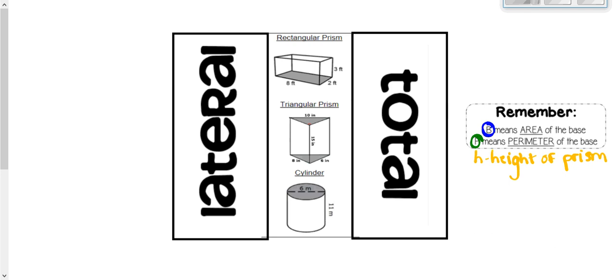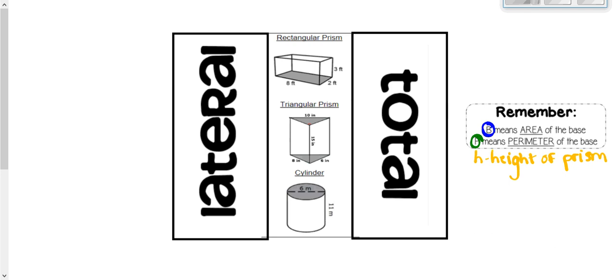This is Mrs. Fraser, and I'm going to be going over your surface area foldable with you today. So in your notebook, make sure to set up your foldable as you see here. Lateral will be on the left and total on the right, so you'll fold those flaps over after you cut them out.